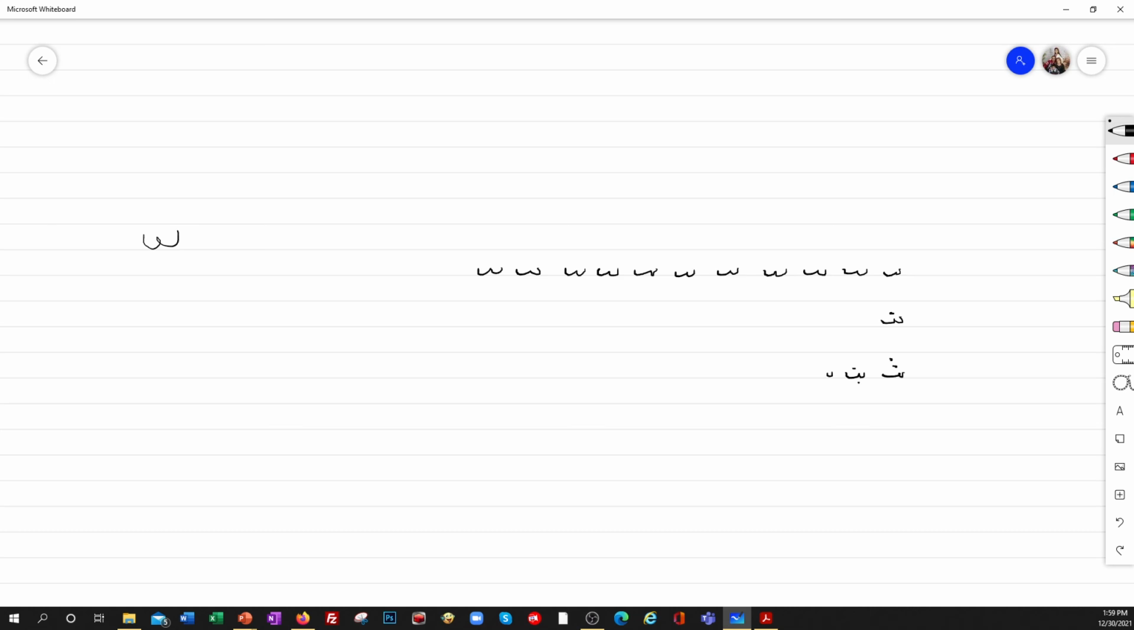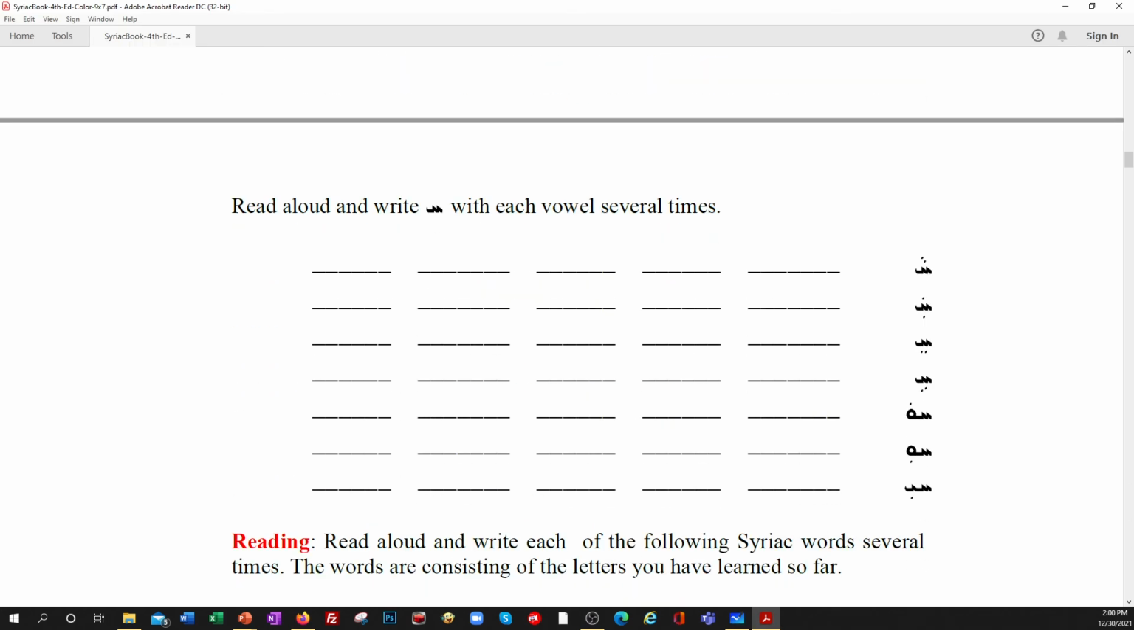So ha, ḥ, ḥ, ḥ, ḥ, ḥ, ḥ. It's good if you repeat that after me, so you remember all these vowel sounds with the letter. Again, those are the vowels. I'm going to read it again here. Ha, ha, h, h, ḥ, no, sorry, ḥ, ḥ, ḥ.